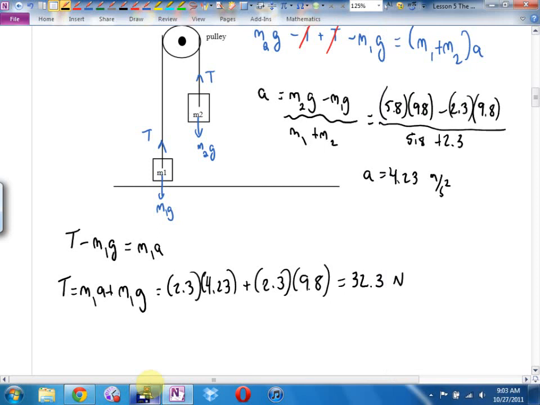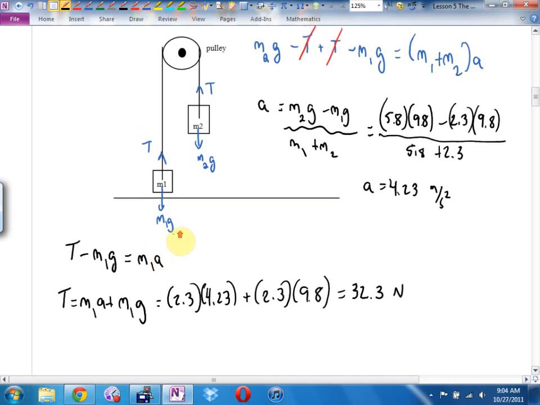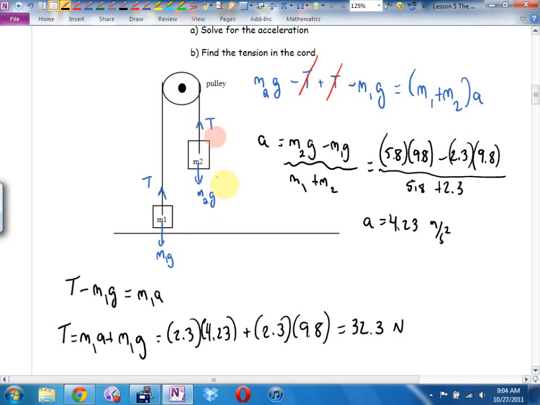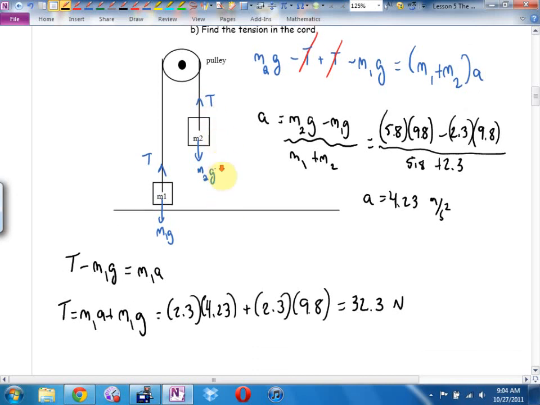Now, how can I tweak this? Supposing I gave you tension and only mass 1, but not mass 2. Could you use tension and mass 1 to find the acceleration? Yeah? Once you knew the acceleration, could you write a tension equation over here to solve for mass 2? It would be m2g minus tension equals m2a. Yeah. So I can mix and match.